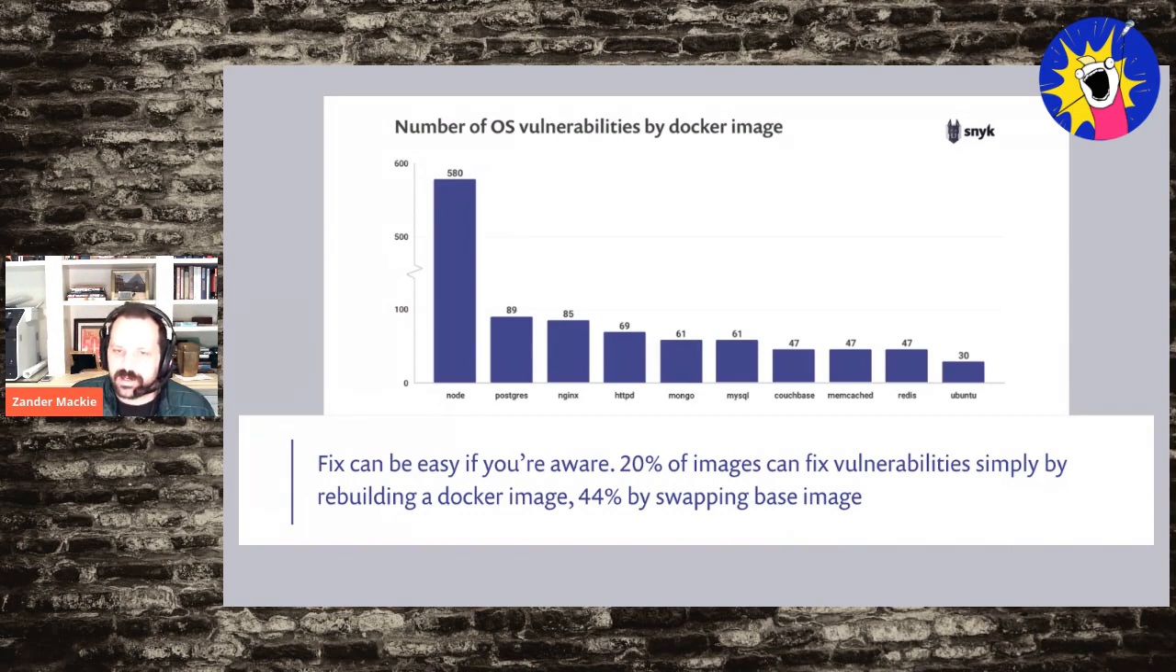Another thing about Docker is, Snyk is a security vendor. They make this claim that a lot of Docker images that are out there online that are even running in production have vulnerabilities at the operating system package level. It really could be as easy as rebuilding it if people knew about it, and a lot of it could be fixed by swapping the base image.